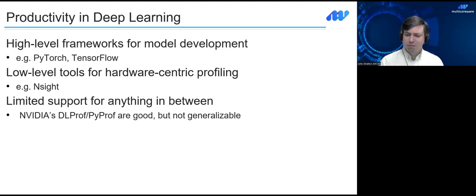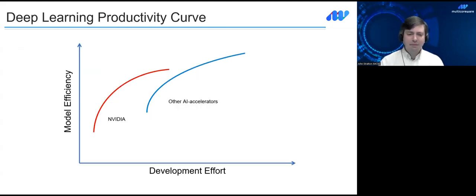NVIDIA does have some pretty good tools in this area, but they aren't generalizable. There are a lot of other AI accelerator companies out there, and obviously in the data center, NVIDIA dominates, but we work as Multicoreware, we work a lot on the edge as well. And in edge environments, NVIDIA is not the only player. They're not even necessarily the predominant player in a lot of automotive and mobile environments. You're working with other accelerators, digital signal processors, other custom inference engines, things like that.